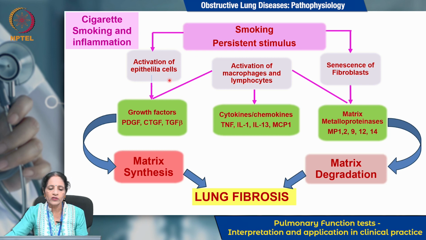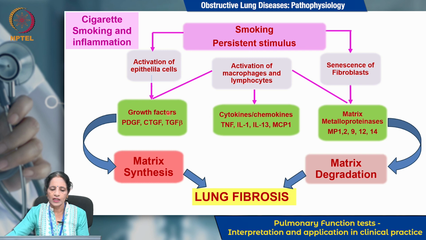So, this activation of epithelial cells leads to increased growth factors, that is mainly the platelet derived growth factor and TGF beta. This transforming growth factor beta is responsible for fibrosis as well, and the senescence of fibroblasts leads to increased matrix metalloproteinases. There is also activation of macrophages and lymphocytes when there is smoking, increased persistence of the stimuli, and that leads to increased cytokines and chemokines, which we already saw, the ones being interleukins, mainly interleukin 13, tumor necrosis factor alpha, and monocyte chemotactic protein 1.